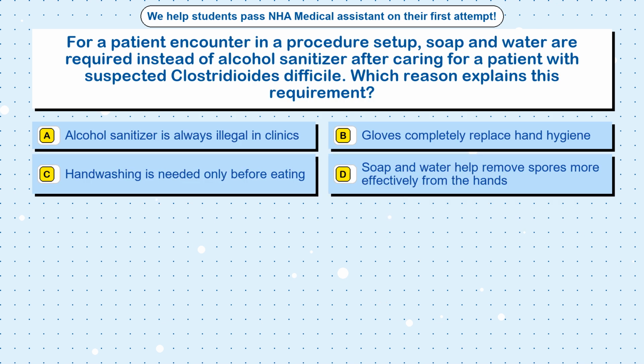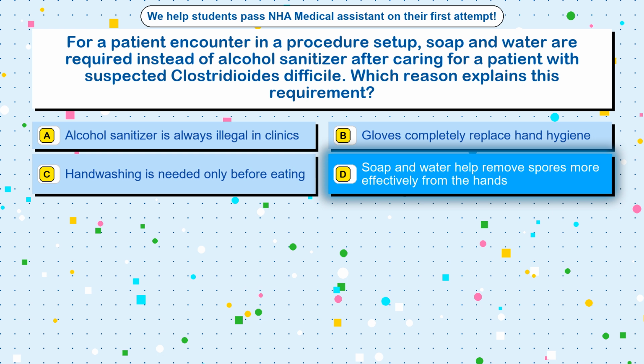Question 44. For a patient encounter in a procedure setup, soap and water are required instead of alcohol sanitizer after caring for a patient with suspected Clostridioides difficile. Which reason explains this requirement? Option A. Alcohol sanitizer is always illegal in clinics. Option B. Gloves completely replace hand hygiene. Option C. Hand washing is needed only before eating. Option D. Soap and water help remove spores more effectively from the hands. The correct answer is option D.